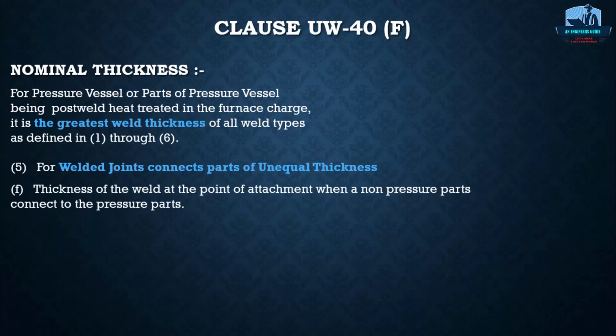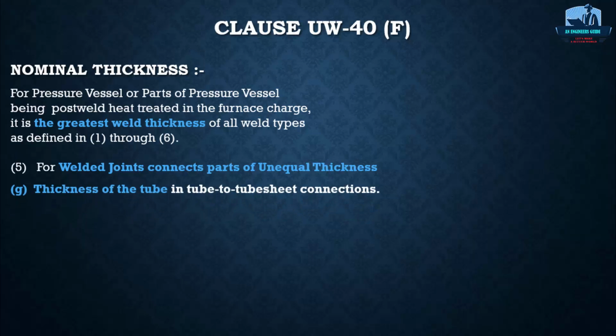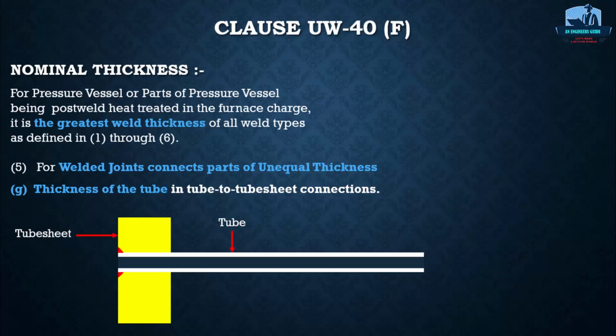Now let's move towards point number 5f. Point number 5f says the nominal thickness will be the thickness of the weld at the point of attachment when non-pressure parts connect to the pressure parts. Then point number 5g: in case of tube to tube sheet joint connections, the nominal thickness will be the thickness of the tube. It is a bit clear, but for your understanding I'd like to show you a sketch. In that sketch you can see there's a tube and tube sheet, and most commonly the thickness of the weld will be equal to the thickness of the tubes. That's why here the nominal thickness will be governed by the thickness of the tube.